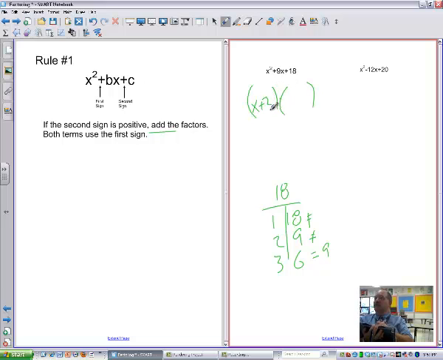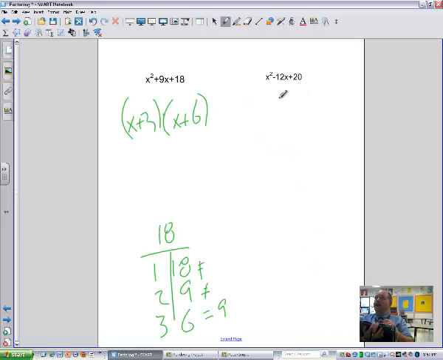So we're going to have x with 3, x with 6. Oops, I got a little ahead of myself. They both get the same sign, and they both get the first sign, so they both get the plus sign. Okay, back to full screen, and here we go.